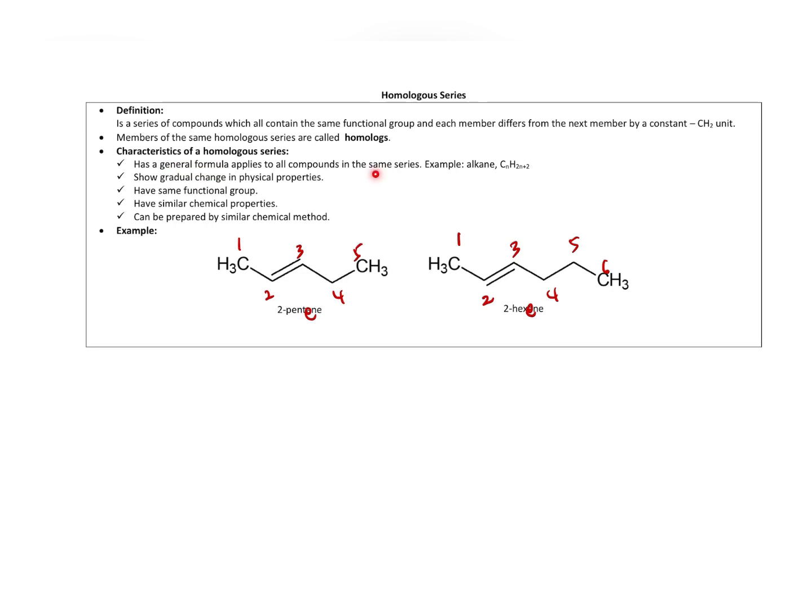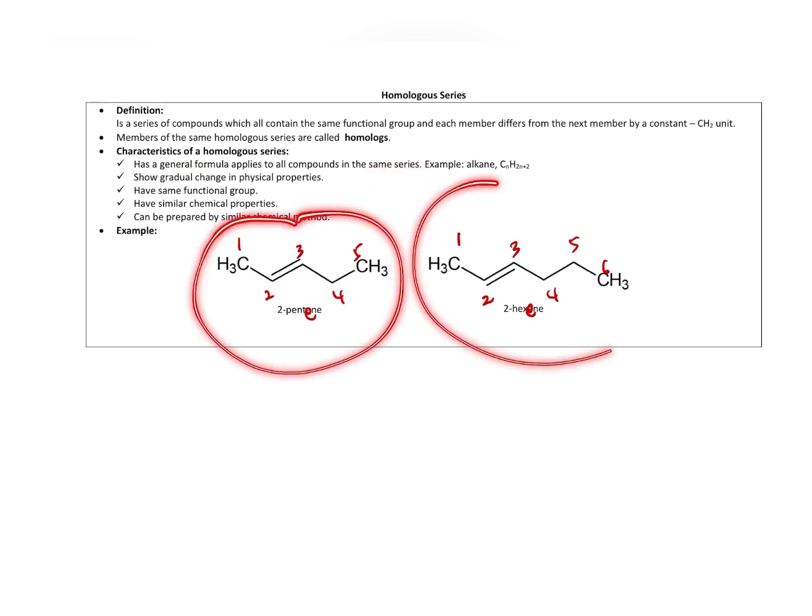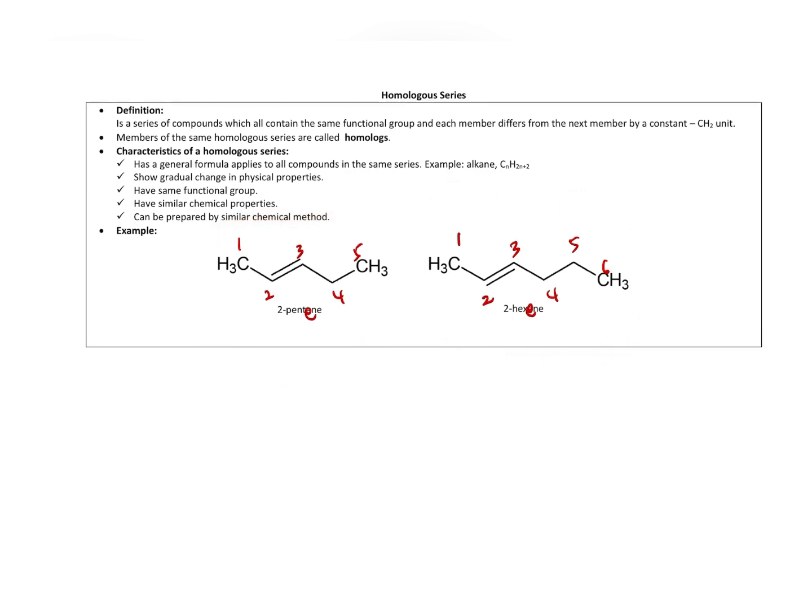And then characteristic of homologous series ni macam mana? So general formula dia samalah, sebab kalau macam dia alkene, ini still alkene, ini still alkene. So general formula sama. Macam alkene, general formula dia CnH2n plus 2. Ni zaman sekolah ada hafal kan. So general formula dia sama sebab functional group dia sama.